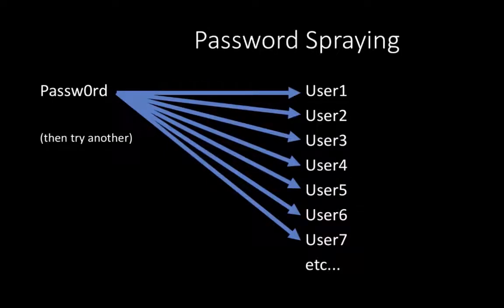It's different because instead of guessing a large number of passwords against one user account, we take one password and guess it against a whole list of user accounts. And then we switch to the next password and so forth. This minimizes the chance of account lockout, and it spreads the noise over all these accounts so it seems less obvious that any particular account is being targeted.